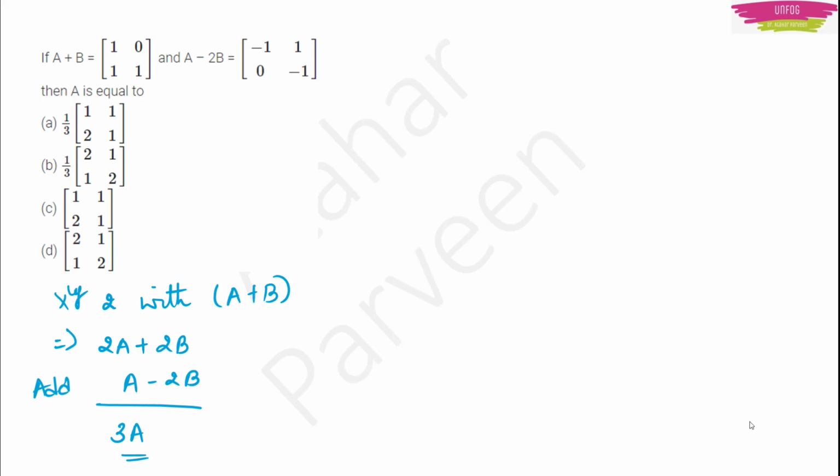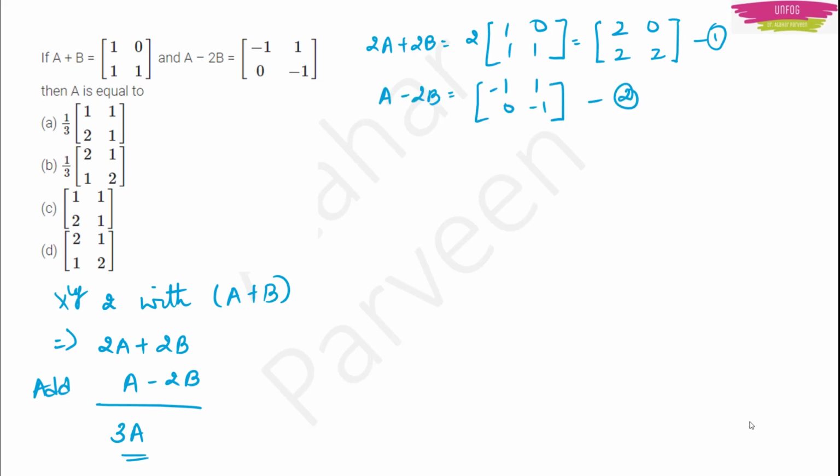You get 3A, isn't it? Now same thing you can apply using these matrices. First, to get 2A plus 2B, you take 2 common and you write A plus B in the bracket. That A plus B matrix is given, right? Now you substitute that 1 0 1 1 and then you multiply it with 2. You will get 2A plus 2B. Then what you do? A minus 2B is already given, right? You write this equation 1 for 2A plus 2B and write equation 2 for A minus 2B.